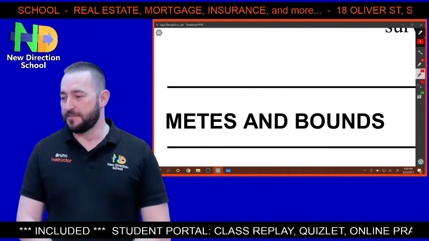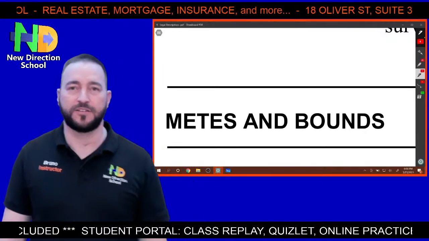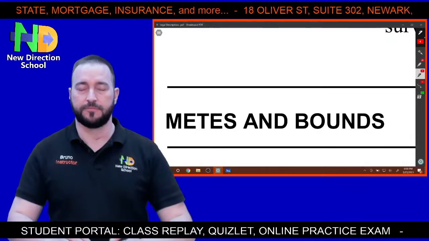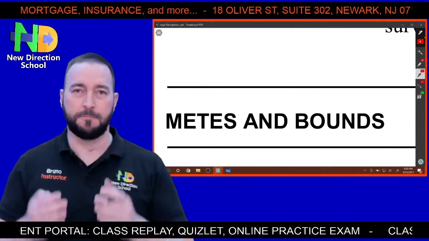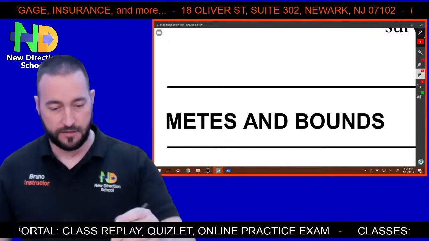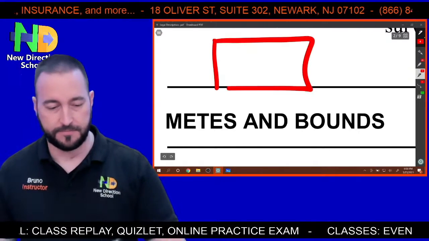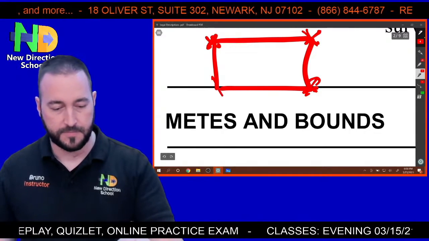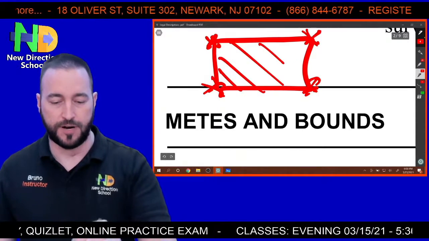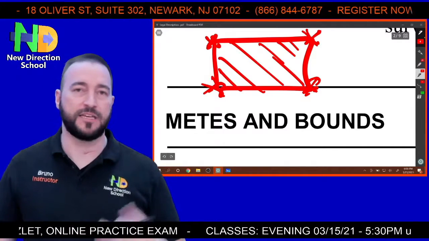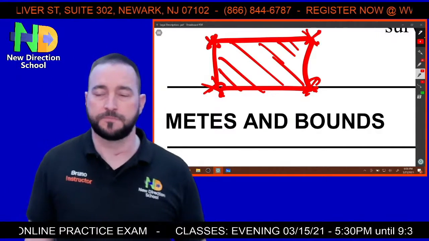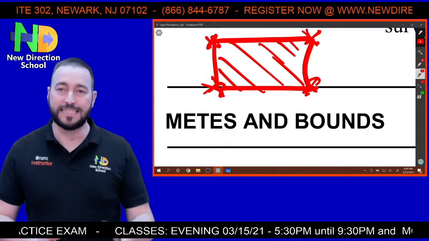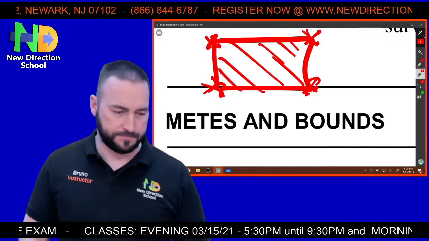All right, so let's start with meets and bounds. As the name says, very simple. Meets means measurements, but I'm going to make it simple for you. It's where property lines meet and create a boundary. So here are your property lines, where they meet at all four corners, and it creates the boundary of what your property is. That's the easiest way to remember meets and bounds. Bounds, boundaries. Meets, where the property line meets and creates the boundaries.